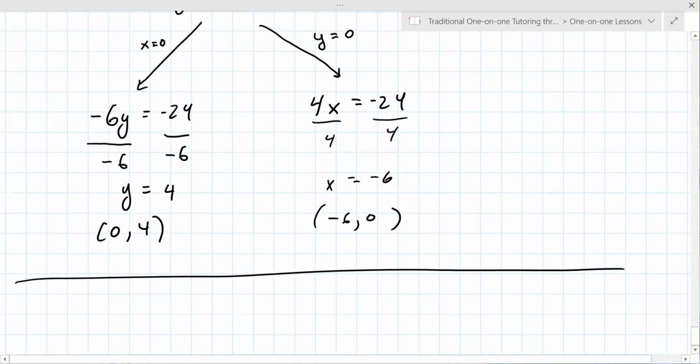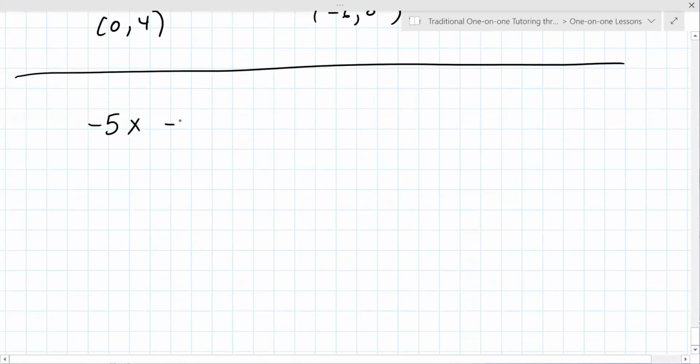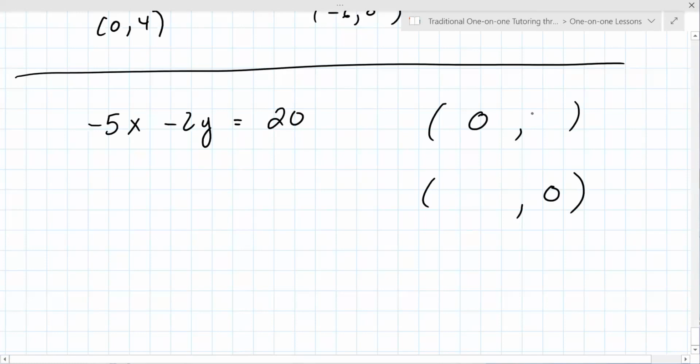Okay, so let's try another one here. Negative 5x minus 2y equals 20. I'm just going to tell you the straight up answer. Okay, so I'm looking at this from (0, something) and (something, 0). (0, -10). And then 20 divided by -5 is -4. (-4, 0). Good. All right, cool.